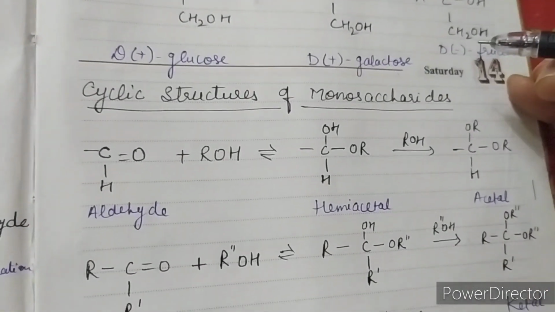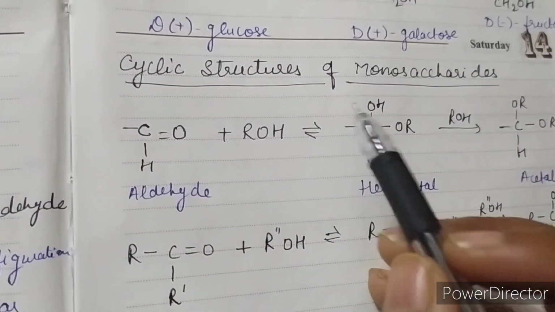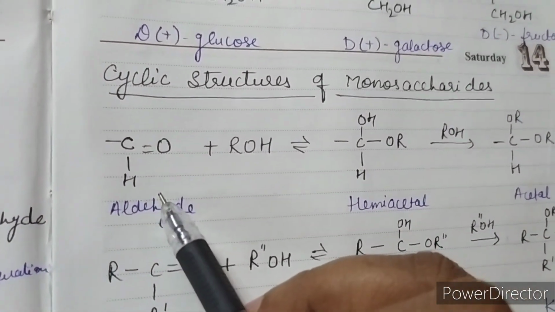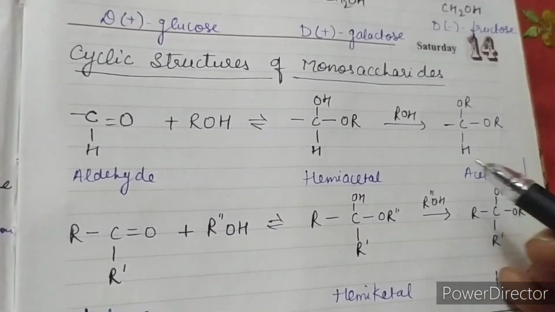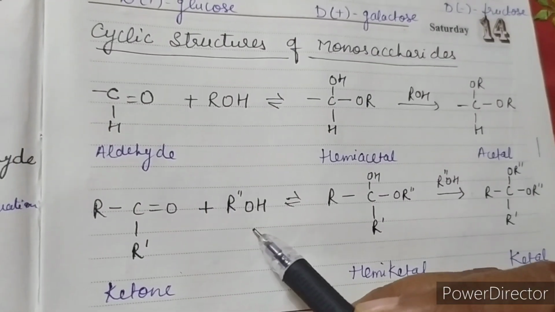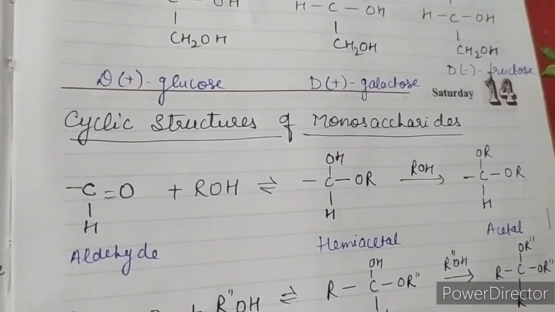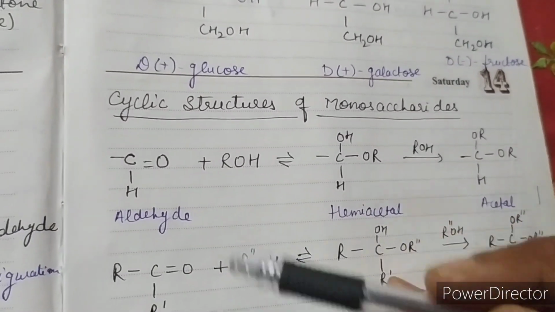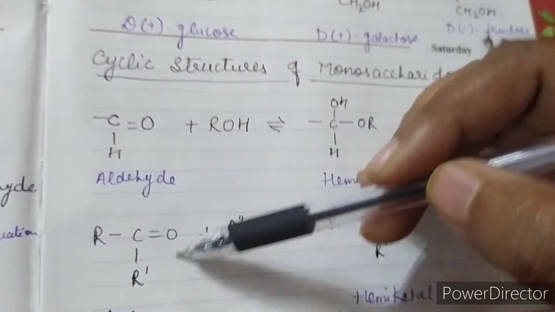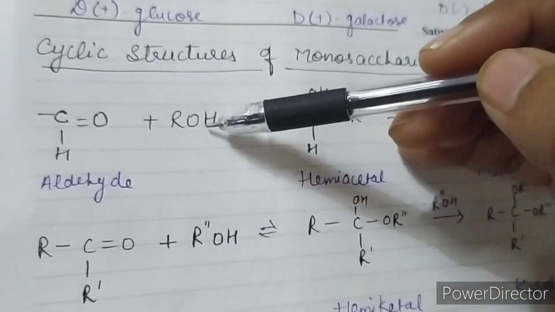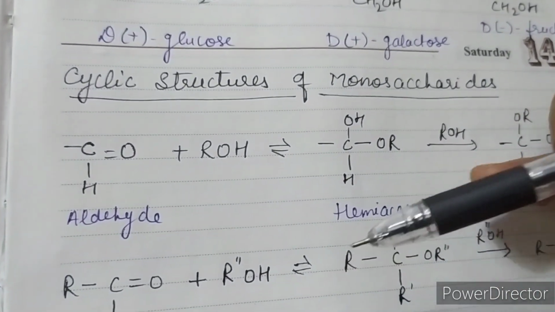Now we come to the cyclic structure of monosaccharides. In cyclic structures of monosaccharides, you can see here that an aldehyde when it reacts with alcohol will give you a hemiacetal and acetal, and ketones react with alcohols to give you hemiketals and ketals. In both these reactions, the carbonyl group of the aldehyde and the carbonyl group of the ketone react with the hydroxyl group of the alcohols to form hemiacetal and hemiketal.